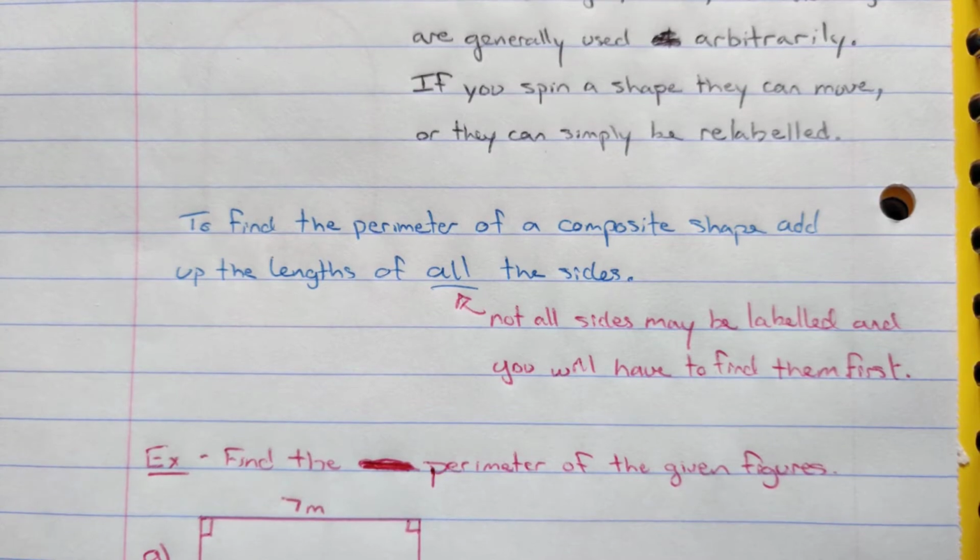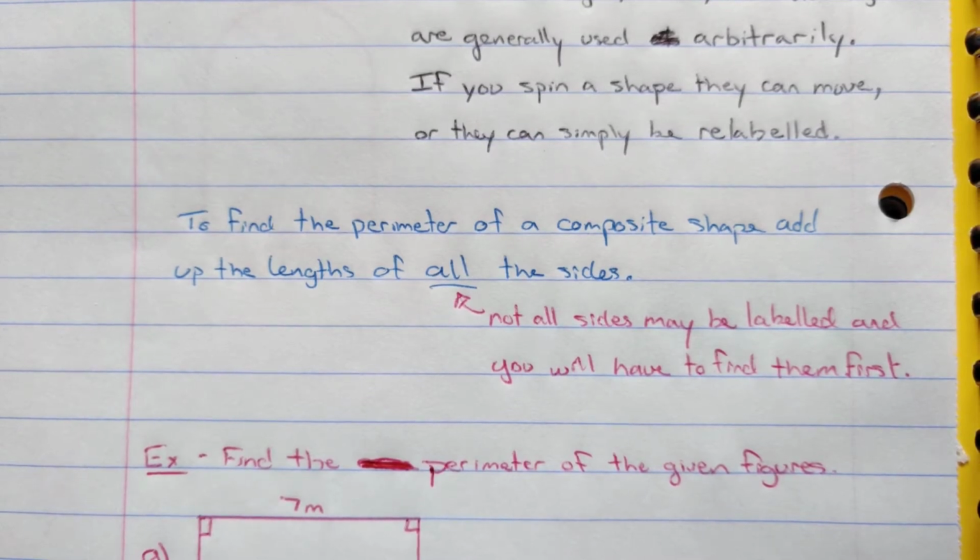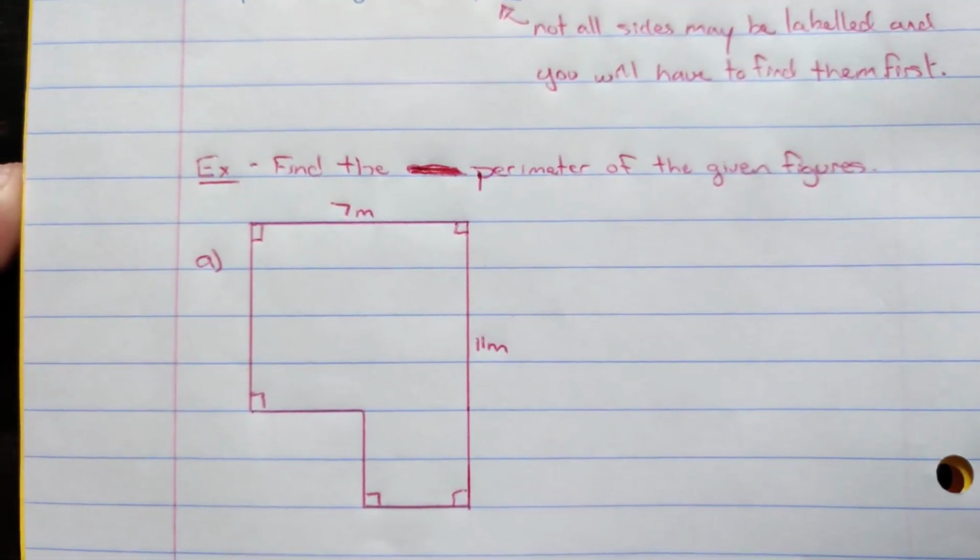Anyways, to find the perimeter of a composite shape, we add up all the sides. That's it. Now, do note, not all the sides may be labeled, and you'll have to find them. So we'll have a few examples here of that. We want to find the perimeter of the given figures.